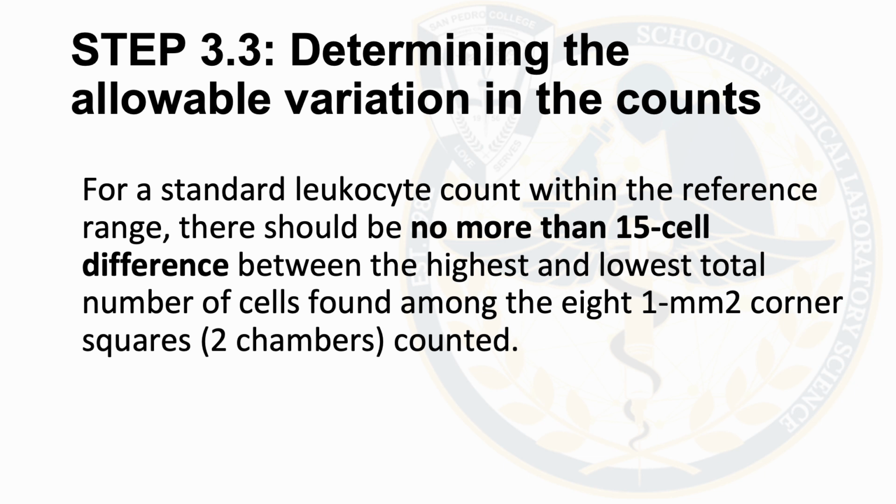Okay, dito naman, for standard leukocyte count within the reference range, there should be no more than 15 cell difference between the highest and the lowest number of cells found among the 8 corner squares counted. So, this is for the WBC ha. So, ilan ng squares lahat na na-count mo? Diba 8 lahat? 4 sa isang counting chamber, then yung sa kabilang counting chamber, 4 na naman.